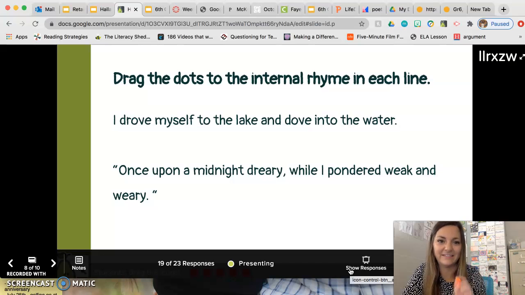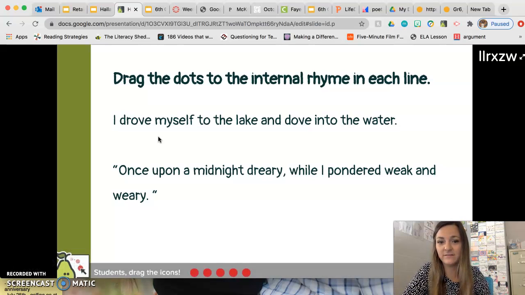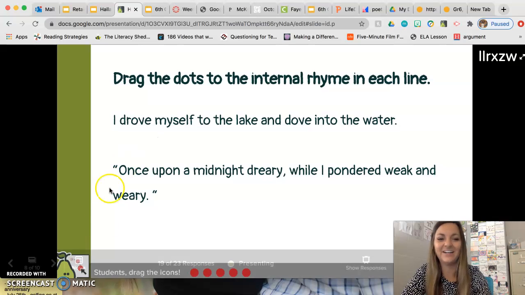Internal rhyme is rhyme within a sentence. So: I drove myself to the lake and dove into the water. What two words rhyme within that sentence? Good, drove and dove. Same thing with the next one: Once upon a midnight dreary, while I pondered weak and weary. What two words rhyme within the sentence? Good, dreary and weary.